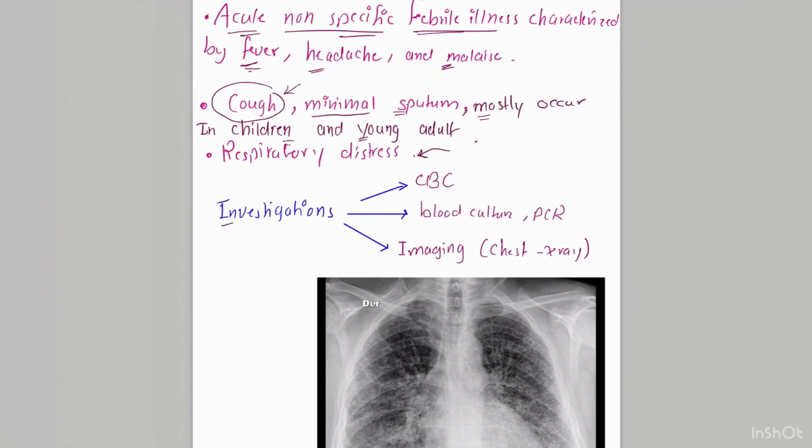Regarding the investigation, it is similar to the usual investigation for pneumonia: complete blood count to demonstrate the white blood cell count and differential, and blood culture. But here sometimes we need PCR, because the most common cause of atypical pneumonia is Mycoplasma. For Mycoplasma, we can investigate with either Mycoplasma antigen or PCR to detect the DNA of this bacteria.